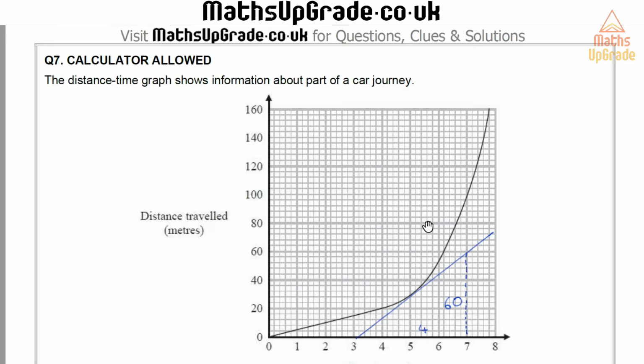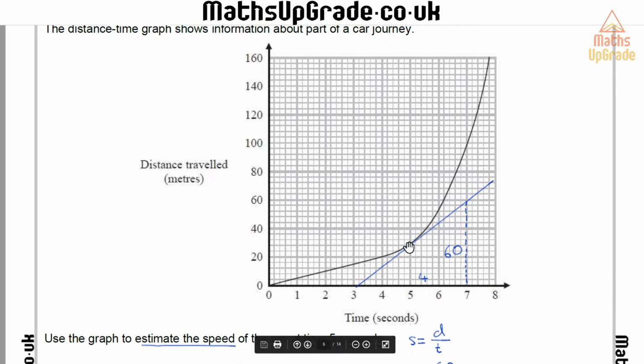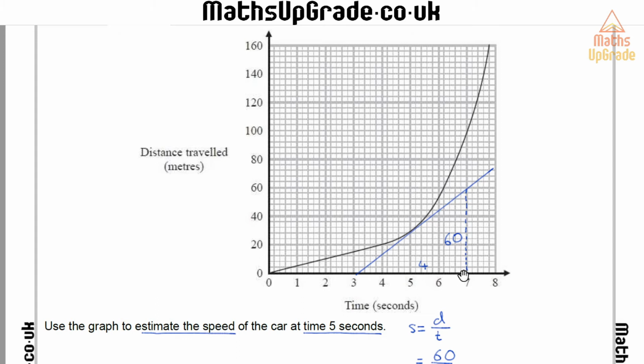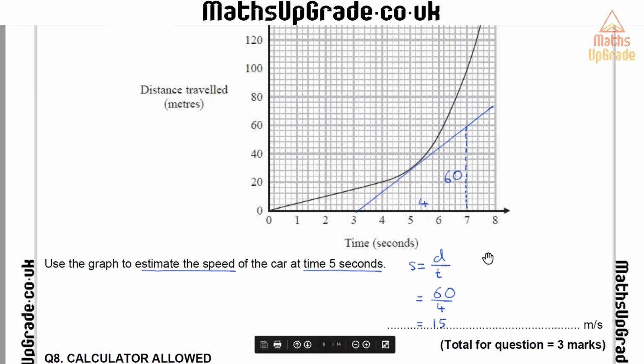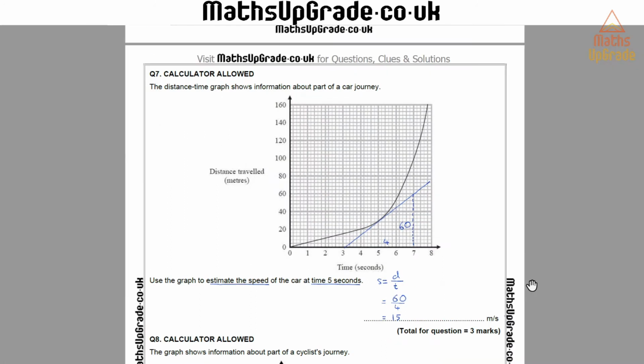So to find the gradient at this point, I'm going to draw a tangent to the curve at that point. Once I've found that tangent, I'm going to find the gradient of that tangent. That gives me the gradient of the curve at exactly that point. The gradient is given by the y distance divided by the x distance. So for this triangle here, that's 60 divided by 4, which is 15 meters per second. Okay, because it's meters per second. The whole question there is worth 3 marks.